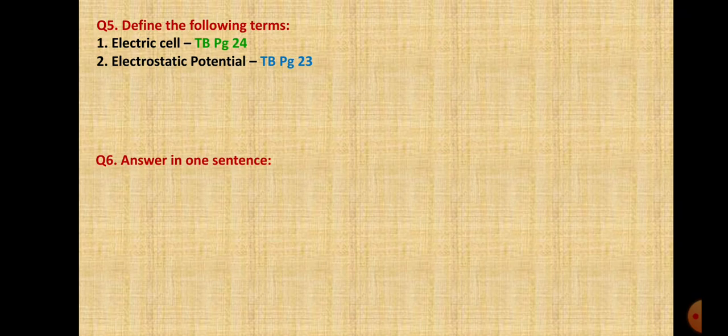There is a tendency of the positive charge to flow from a point of higher electric level to a point of lower electric level. This electric level deciding the direction of flow of electric charges is called electrostatic potential. So this is the answer of 5.2. Let's move on to the third one.